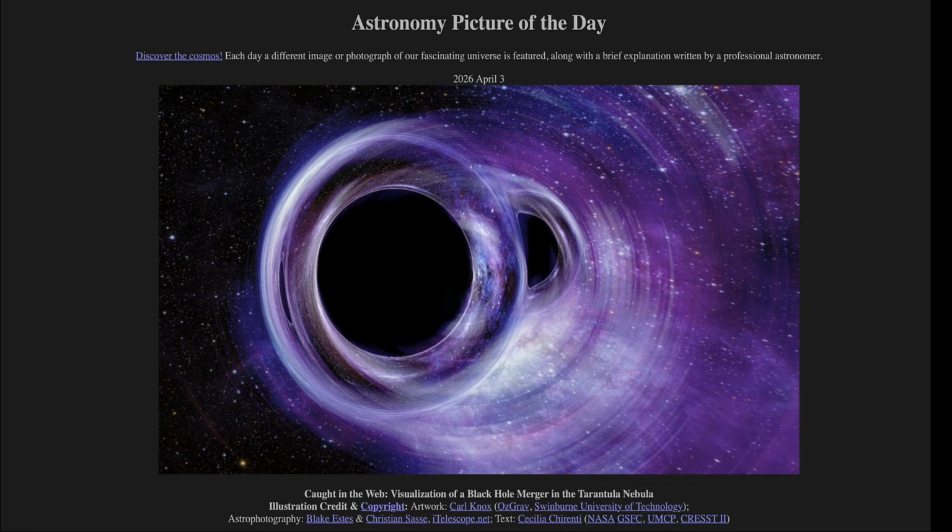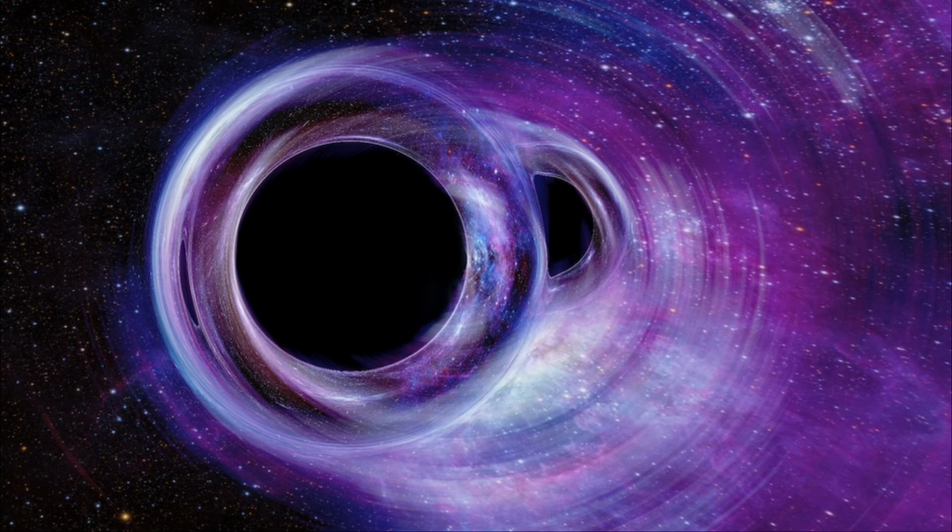Today's picture is titled Caught in the Web, Visualization of a Black Hole Merger in the Tarantula Nebula. So what do we see here? Well, how do you see a black hole? Black holes are, of course, invisible by definition. They do not give off any kind of light or any other type of radiation or particles. Nothing can escape once you get to the event horizon of a black hole.